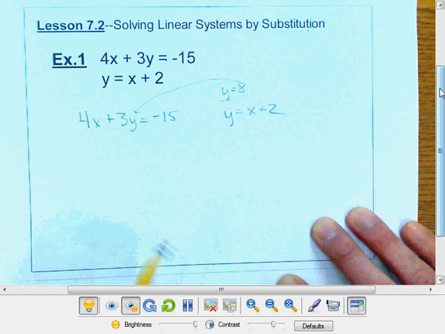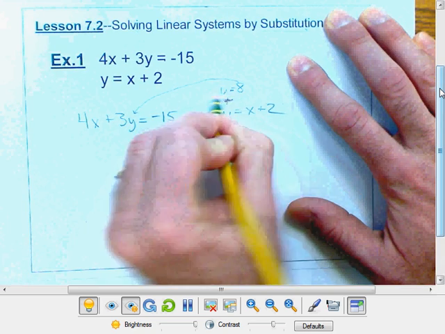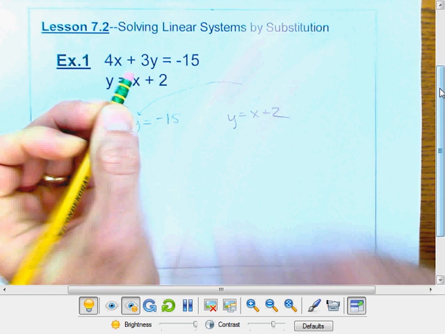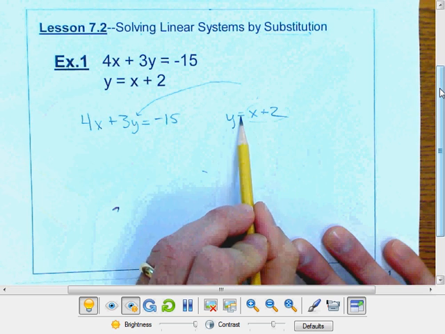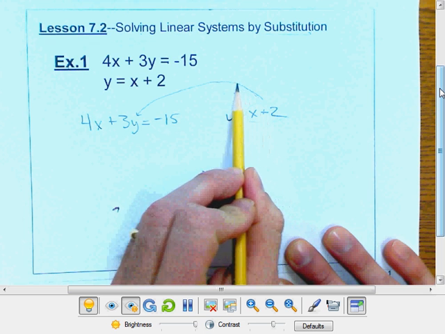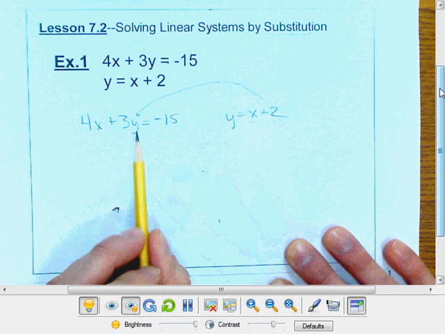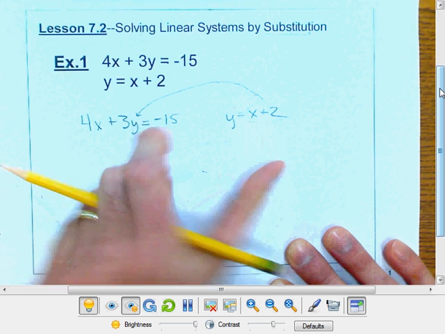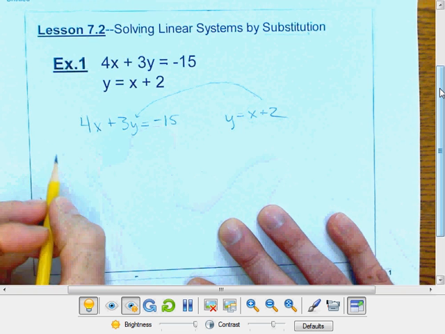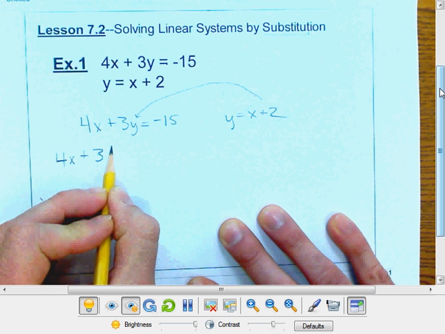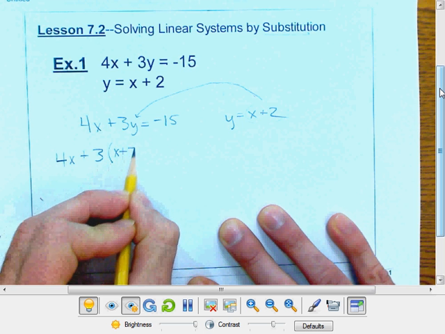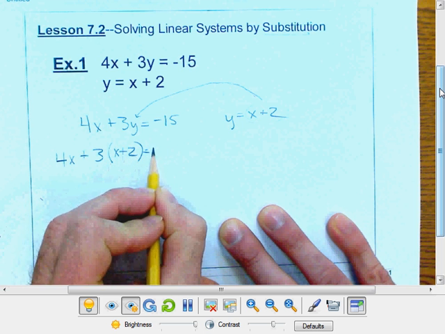But we don't have y equals 8. We have that y equals x plus 2. The good news is it can get solved the same way. This says that y equals that, so this is something that can just get replaced, or substituted in, for y. And if we do that, we'll have an equation that looks like this: 4x plus 3 times x plus 2 equals negative 15.